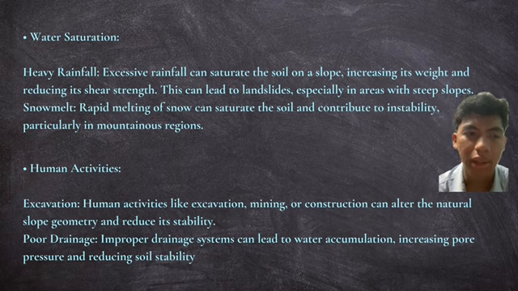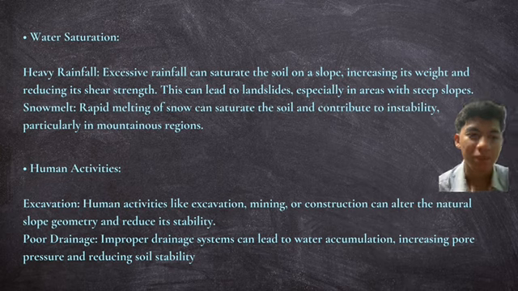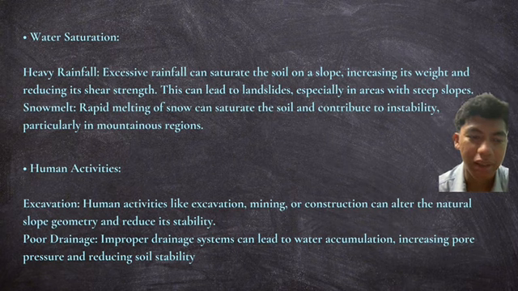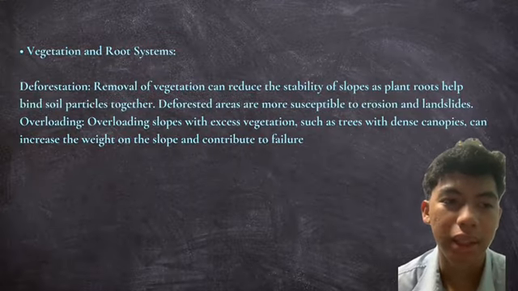After that, cause number 2 is human activities like excavation. Human activities like excavation, mining or construction can alter the natural slope geometry and reduce its stability. Next is poor drainage. Poor drainage is when an improper drainage system can lead to water accumulation, increasing pore pressure and reducing soil stability.